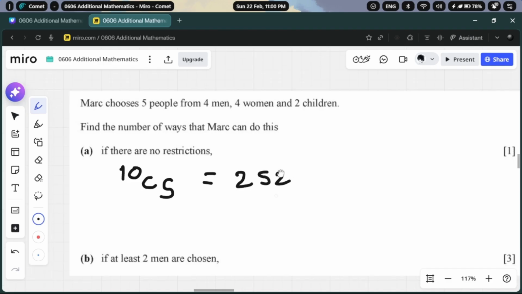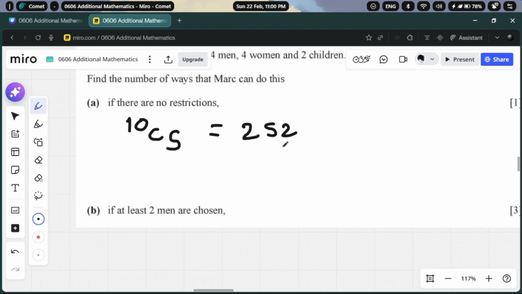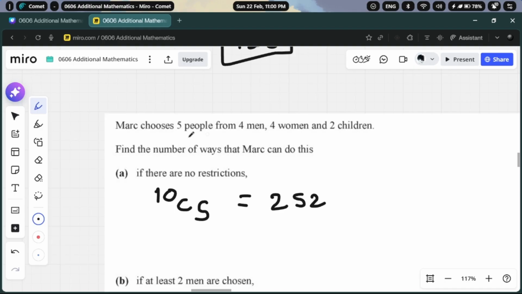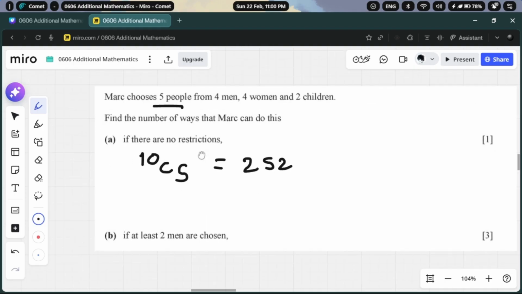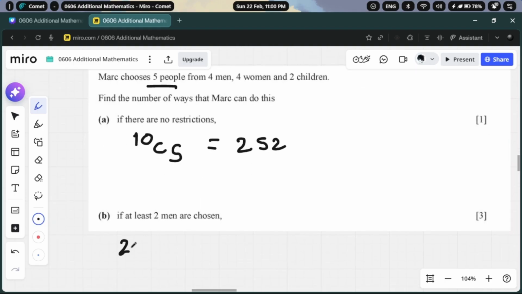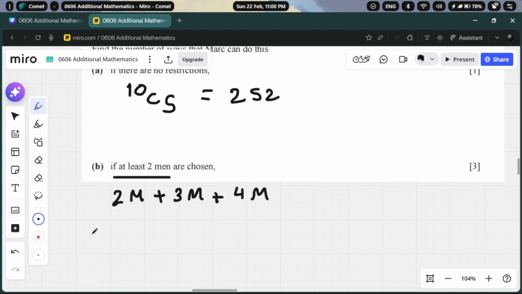Now, moving on, you're told if at least 2 men are chosen, and Mark is choosing 5 people, right? So there could be either 2 men, or there could be 3 men, or there could be 4 men. Not more than that, because in total there are 4 men. So you consider all the possible cases of men because you're told at least 2 men are chosen. So just write down all the combinations of that.